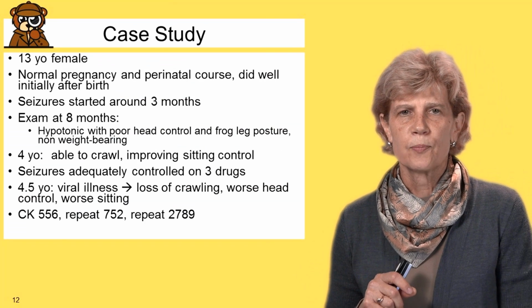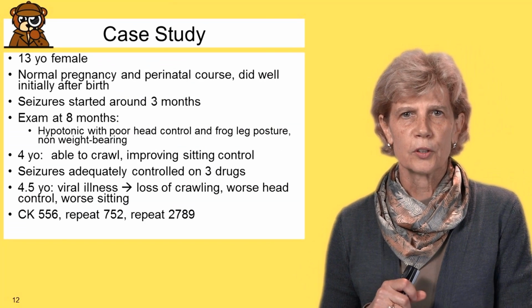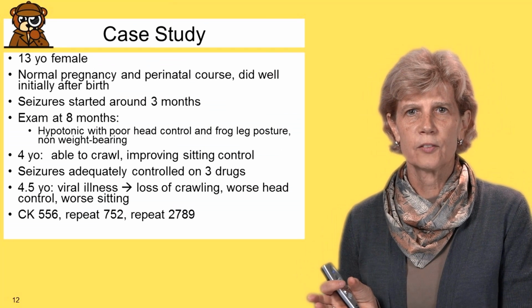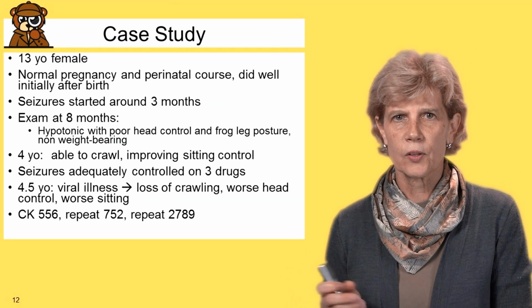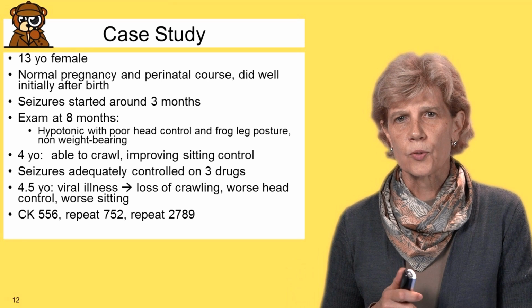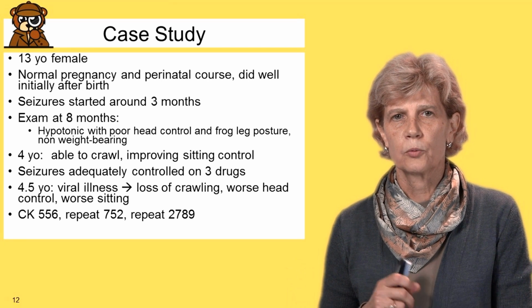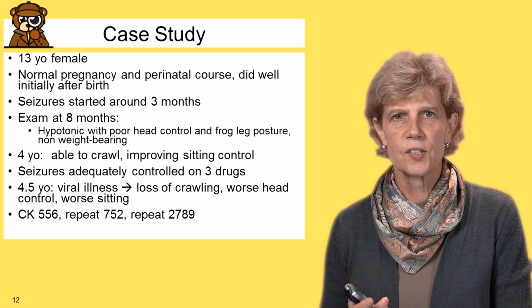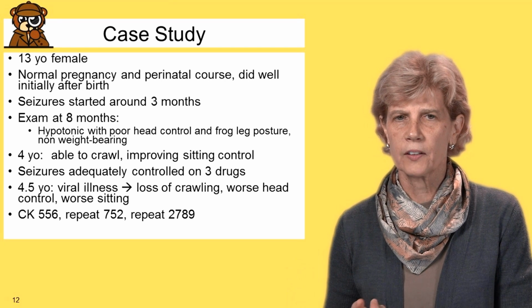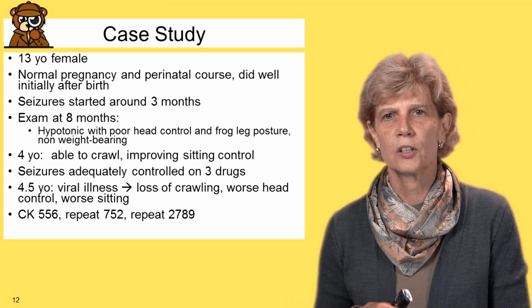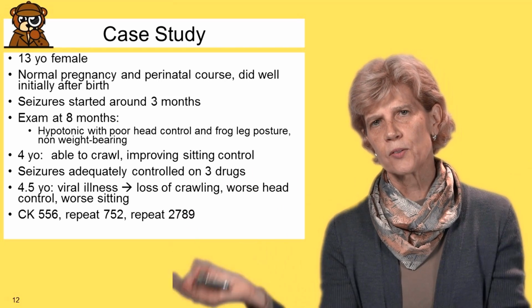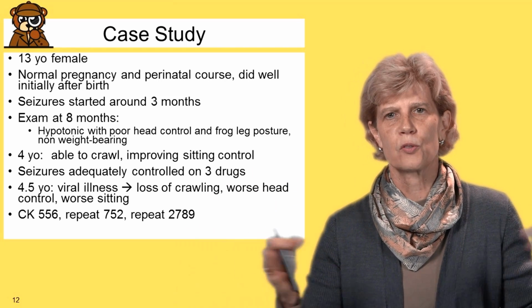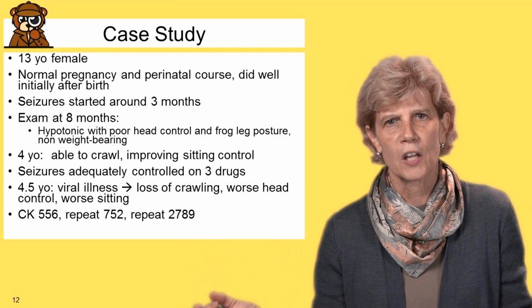Our next case is a 13-year-old female, and she did well initially after birth, but she started having seizures at 3 months of age. And when she was examined by a neurologist at 8 months, she was profoundly hypotonic with poor head control. Frog leg position just means that her knees flopped out, just more hypotonia and floppy.